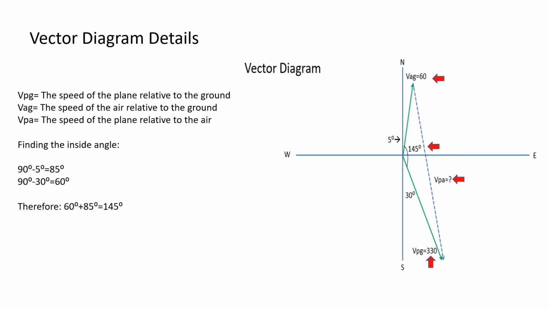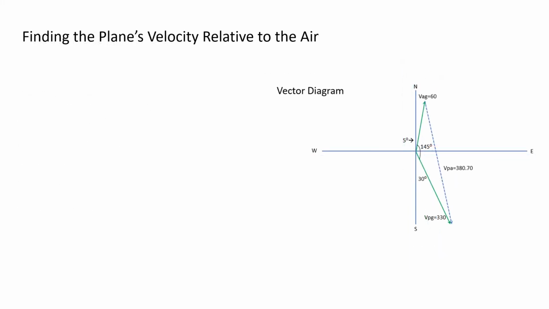Now, we can find the plane's velocity relative to the air. We can use cosine law to find the length of VPA, the plane's velocity in the air. Cosine law is c equals square root of side a squared plus side b squared minus 2 times side a times side b times cos angle. Our side a is 330, side b is 60, and the angle is 145 degrees.